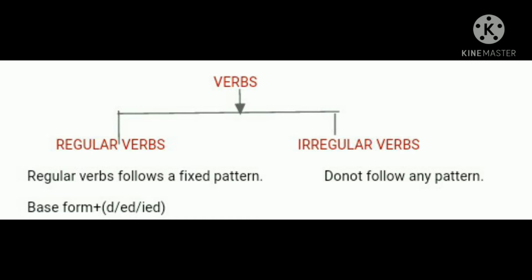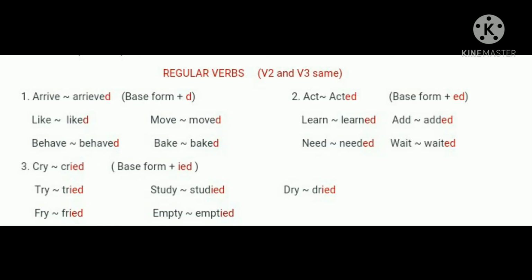Let us learn first regular verbs. In regular verbs, the forms V2 and V3 are the same. You can see here number 1, arrive, arrived, arrived. So base verb plus D. D is added and the verb arrive is made past. Like that, like, behave, move, bake. By adding the letter D, these verbs are made past. So behave, behaved, behaved, like, liked, liked, move, moved, moved, bake, baked, baked.